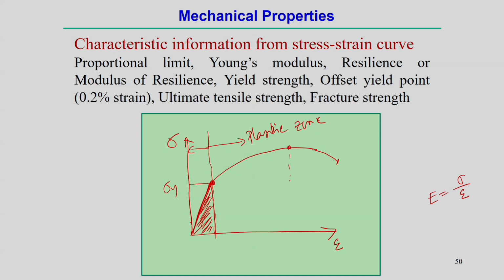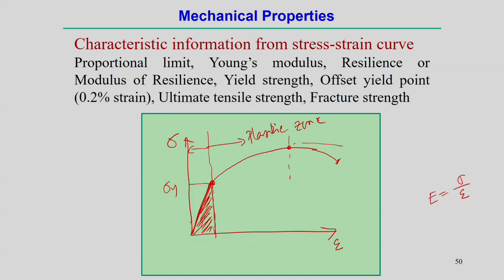Now, ultimate tensile strength is the optimum point. Up to that point we get uniform deformation, with uniform elongation of the sample, and beyond the ultimate tensile strength non-uniform elongation normally happens. Beyond this point there is a further reduction in cross section and non-uniform deformation, and at a certain point the fracture of the sample happens.